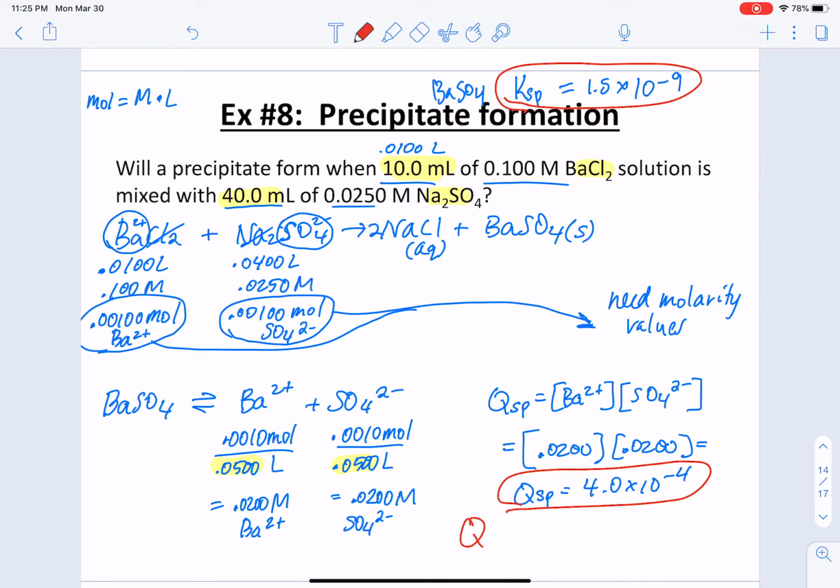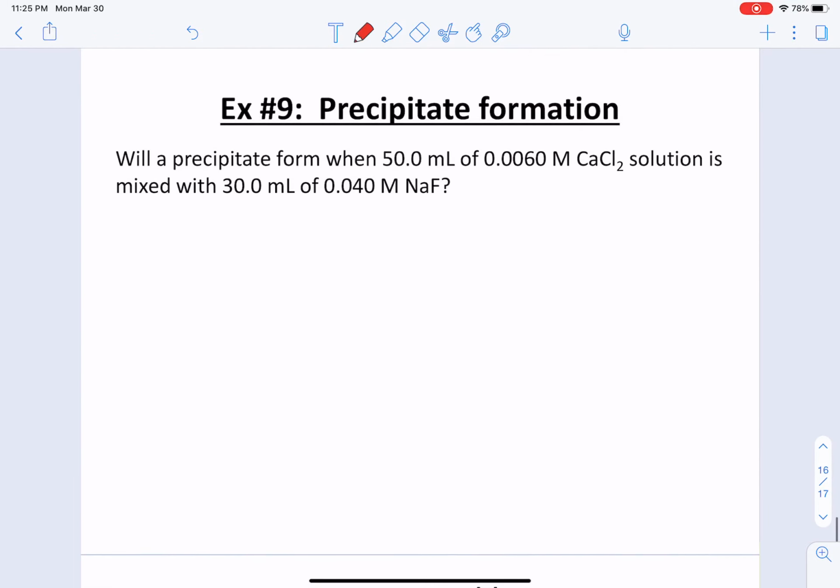So, clearly, Q is much, much larger than K, and when that happens, when Q is greater than K, there's too many ions present. So this means that a precipitate will form. All right, there's our first example. We're going to run through this whole process one more time with a new example problem before we're done here.